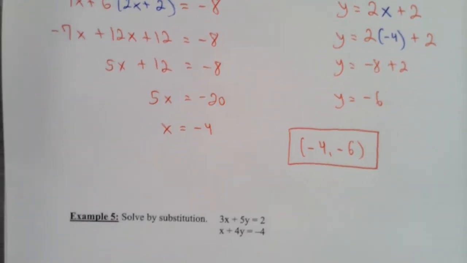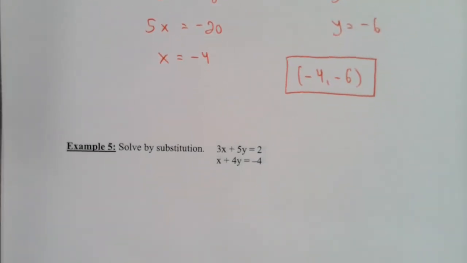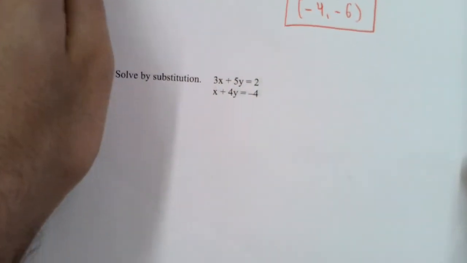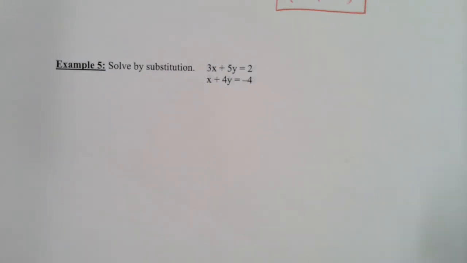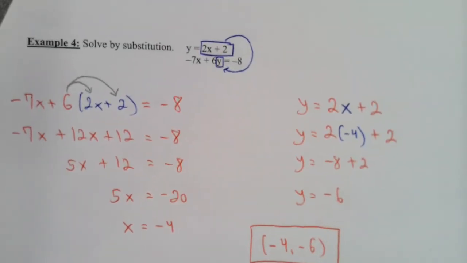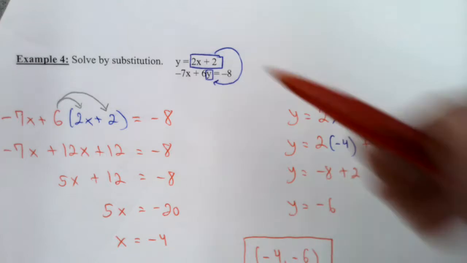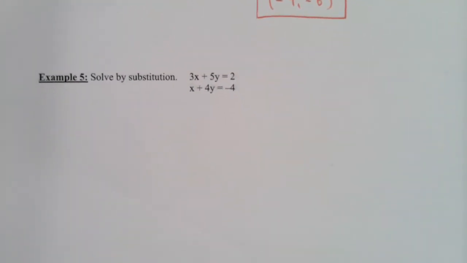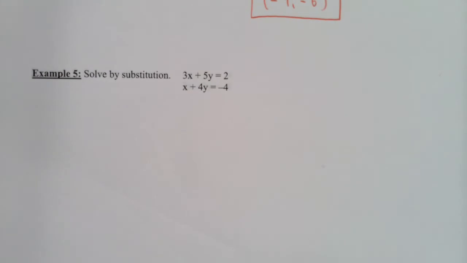Okay, so we have one more substitution problem. I'm going to go through it all with you, but it's almost the same as example 4, but it has one extra step to it. So once you do the first step, it's the same as example 4. Now, if you notice, example 4, going back to that, was already solved for y, one of them. This one, you don't have it already solved for a variable, so you have to do that yourself.